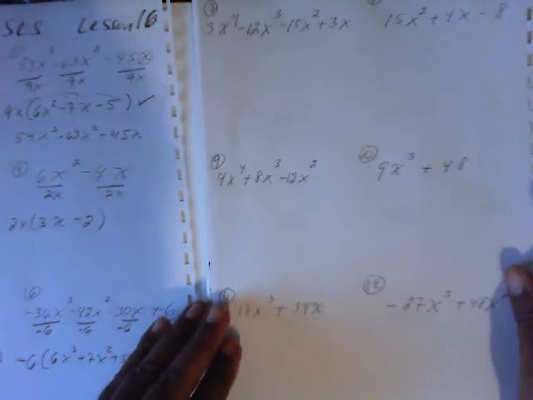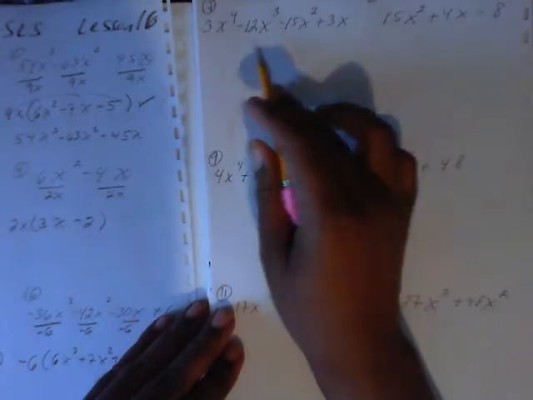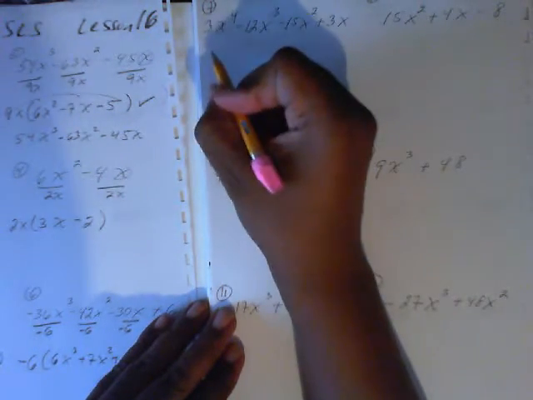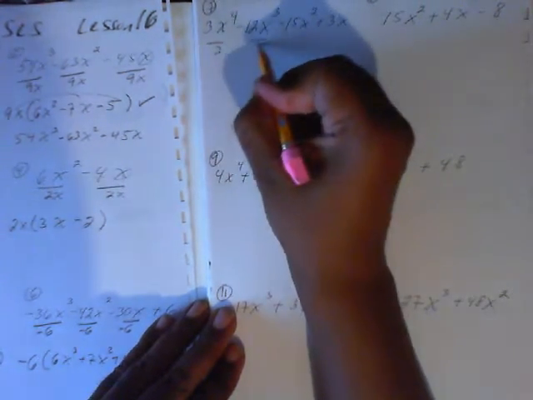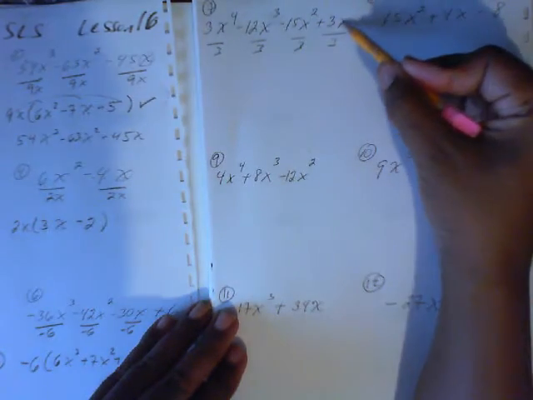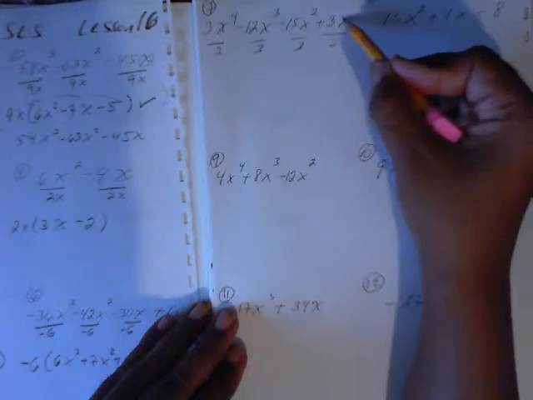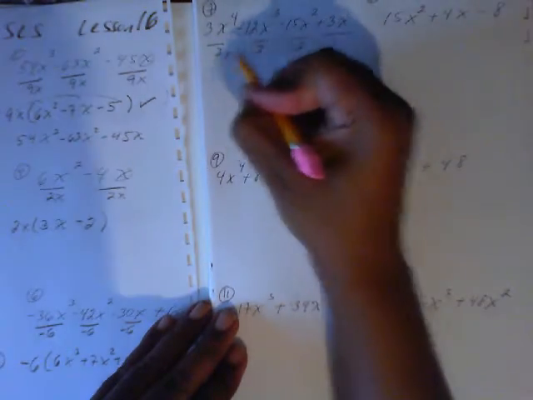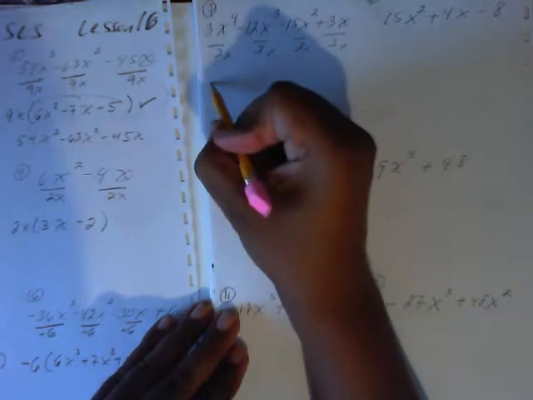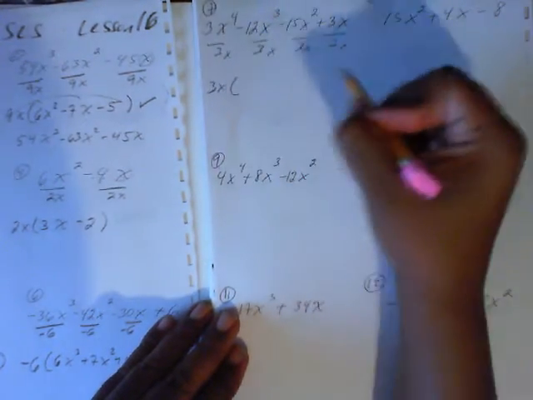Okay, number 7. We have a 3, 12, 15, and 3x. All of these can be divided by 3. And the last term here ends with an x, and it is in descending order, so x is a part of your GCF as well. So your GCF is 3x. So here's your greatest common factor here, your GCF.